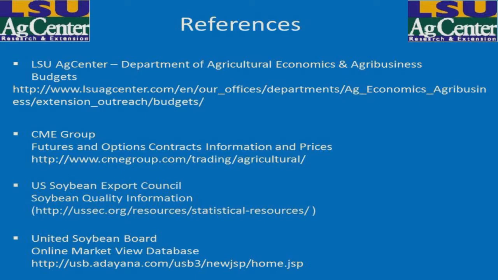The next two are a couple of industry websites. The U.S. Soybean Export Council has information on quality, soybean percent protein and percent oil content in our soybeans versus the rest of the country, which can be found at that web page, along with some other statistical information. And then the United Soybean Board has an online market view database. The information I showed regarding how soybean meal and soybean oil use or demand has been in the United States was found from that web page. There's also a lot of other information on supply and demand factors in our soybean market, not only the whole soybean, but soybean meal and soybean oil as well.